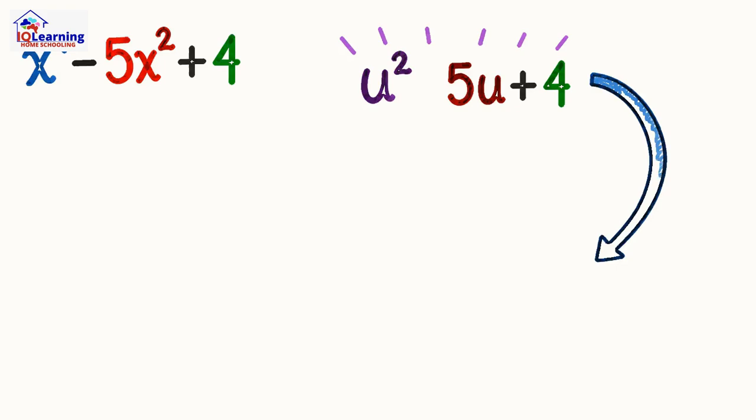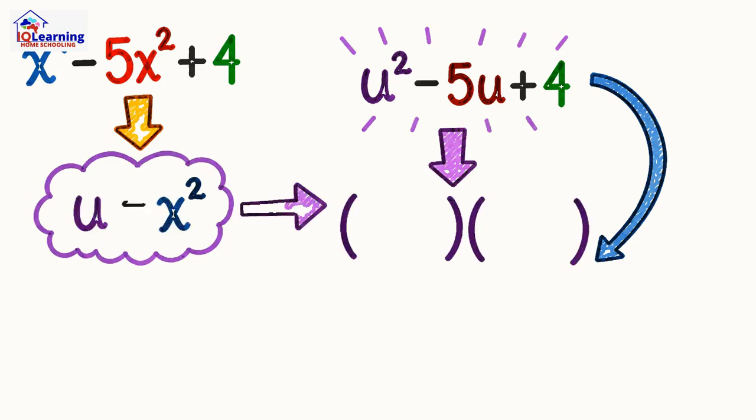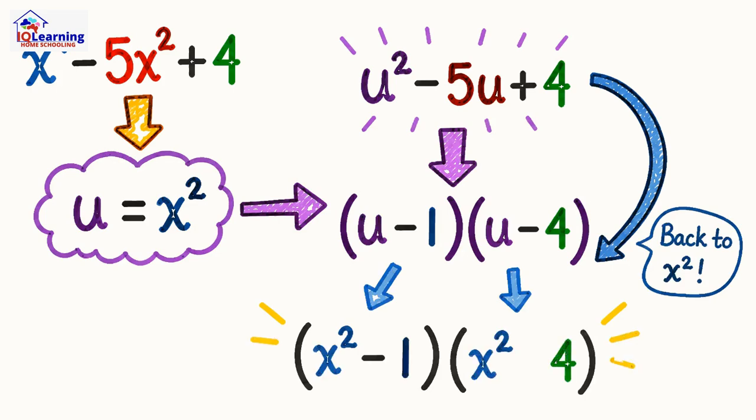Suddenly, the expression becomes u squared minus 5u plus 4. That's a simple trinomial you can easily factor. Substitute x squared back in, and you'll find that both resulting brackets are themselves a difference of squares.